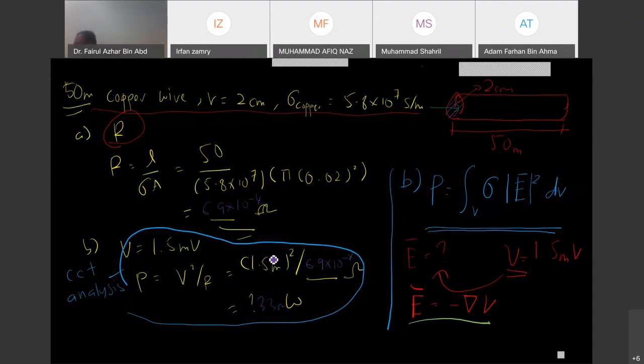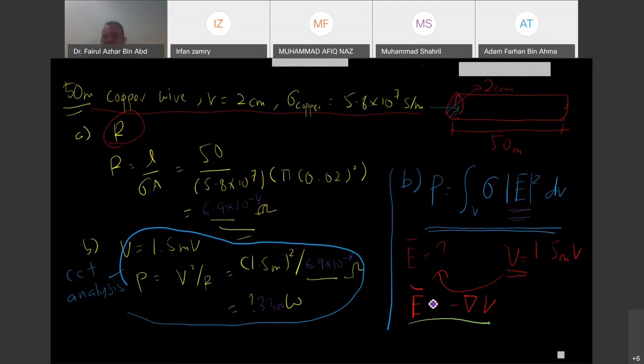Then the next exercise. The question asks us to repeat part B by using this equation. This is the equation of Joule's law, the original equation if we want to calculate the power in terms of the field. That's why we have the field parameter here.